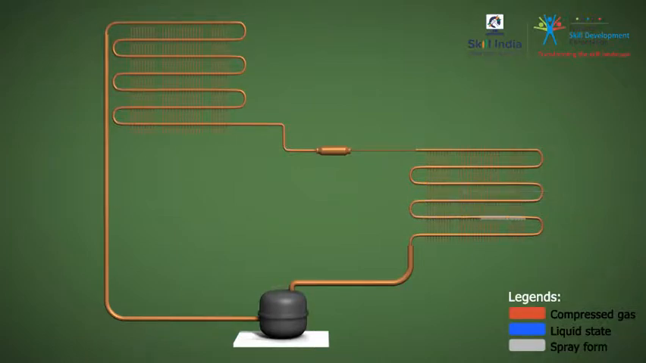From the evaporator, the supersaturated gas reaches the compressor through the suction line. From here, the entire cycle is repeated. In this way, the refrigerant passes through all 4 components and the cooling takes place.